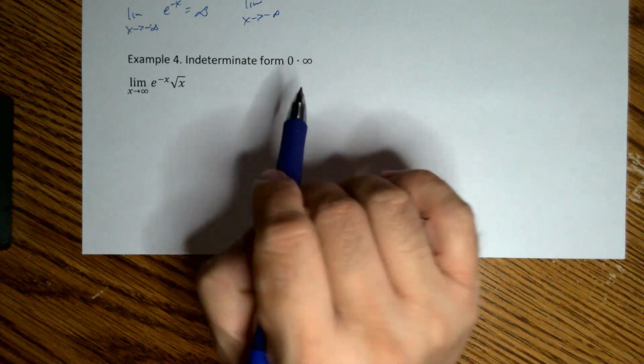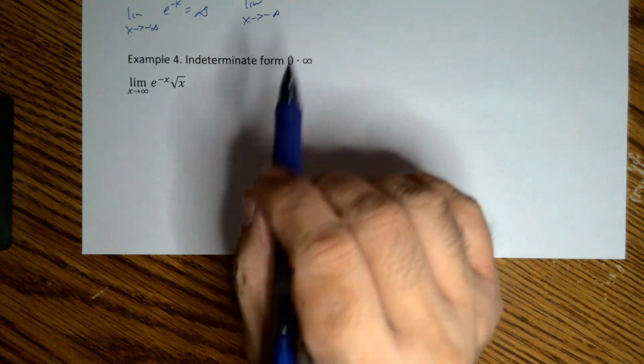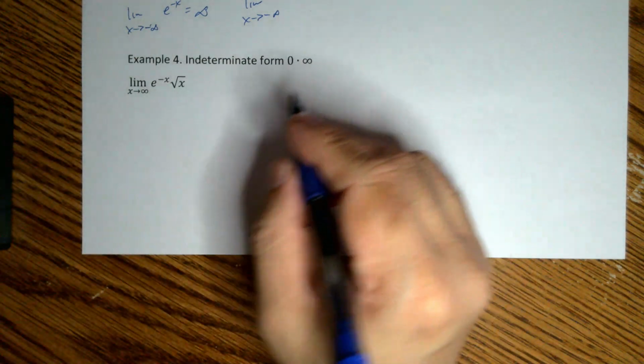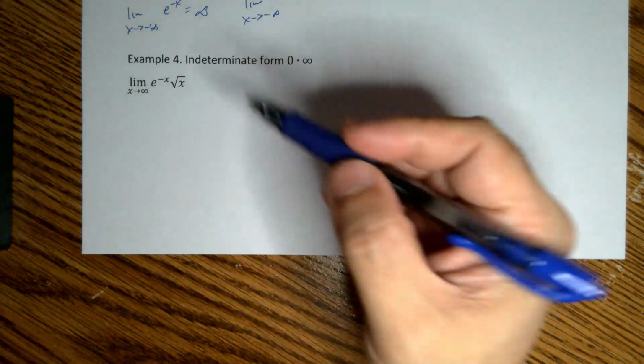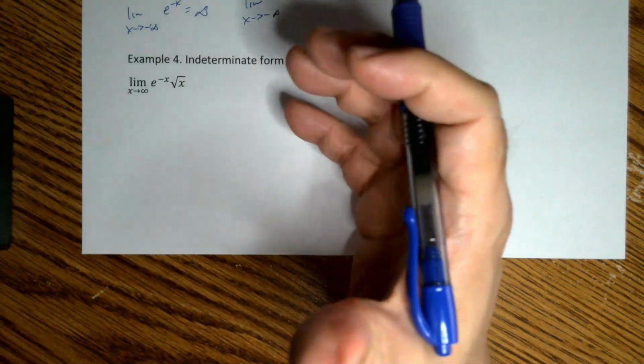Okay, example 4. Now, this is an indeterminate form that we have not discussed, so we'll do that. Hopefully, I would remember to do that in class. Alright, so I have the form 0 times infinity. So what do you do with that? Well, L'Hopital's rule does not apply, so that means you got to change it.